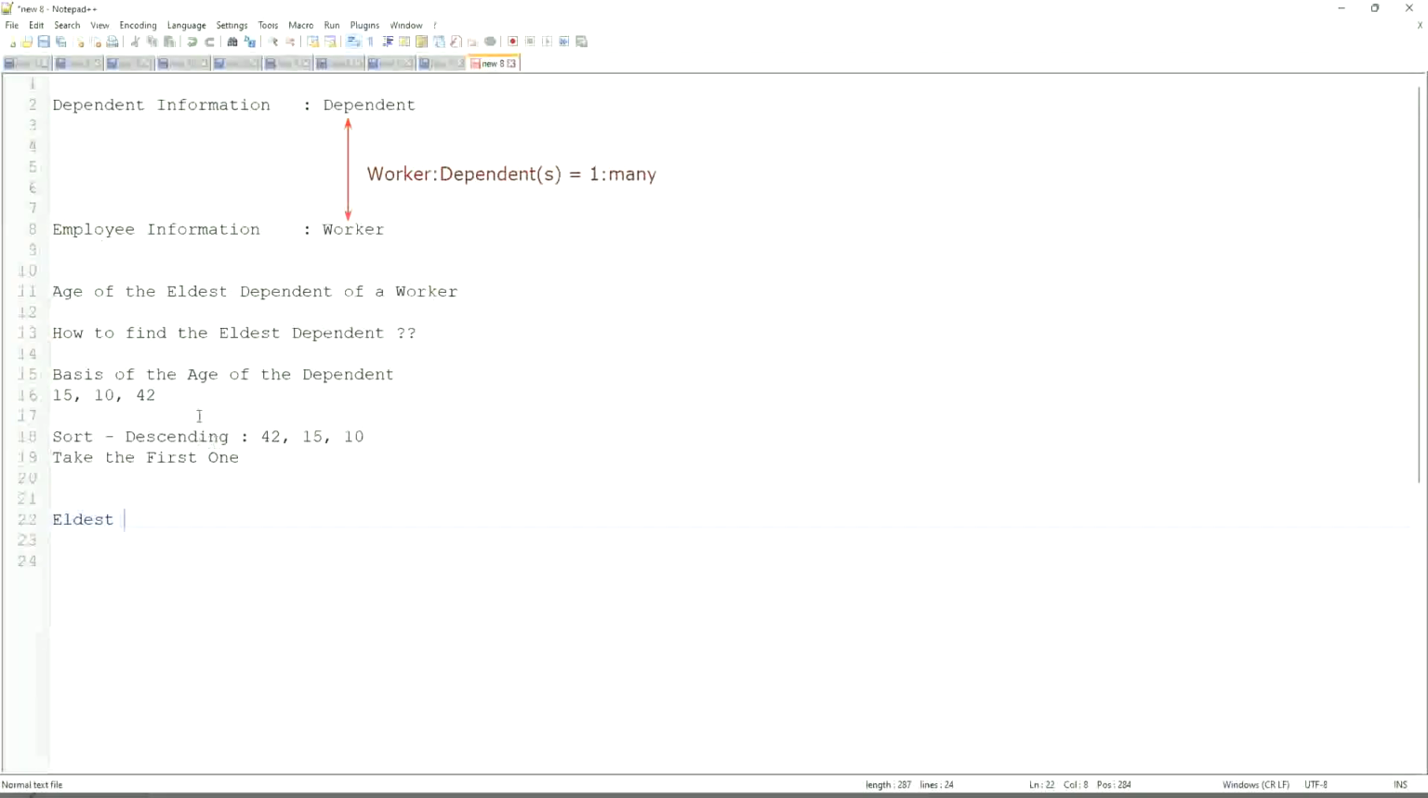If somebody has only one dependent age 35, will our logic work in that case as well? We sort descending, so it will be 35. Take the first one, 35. Right, so our logic works. If there are multiple, even more.